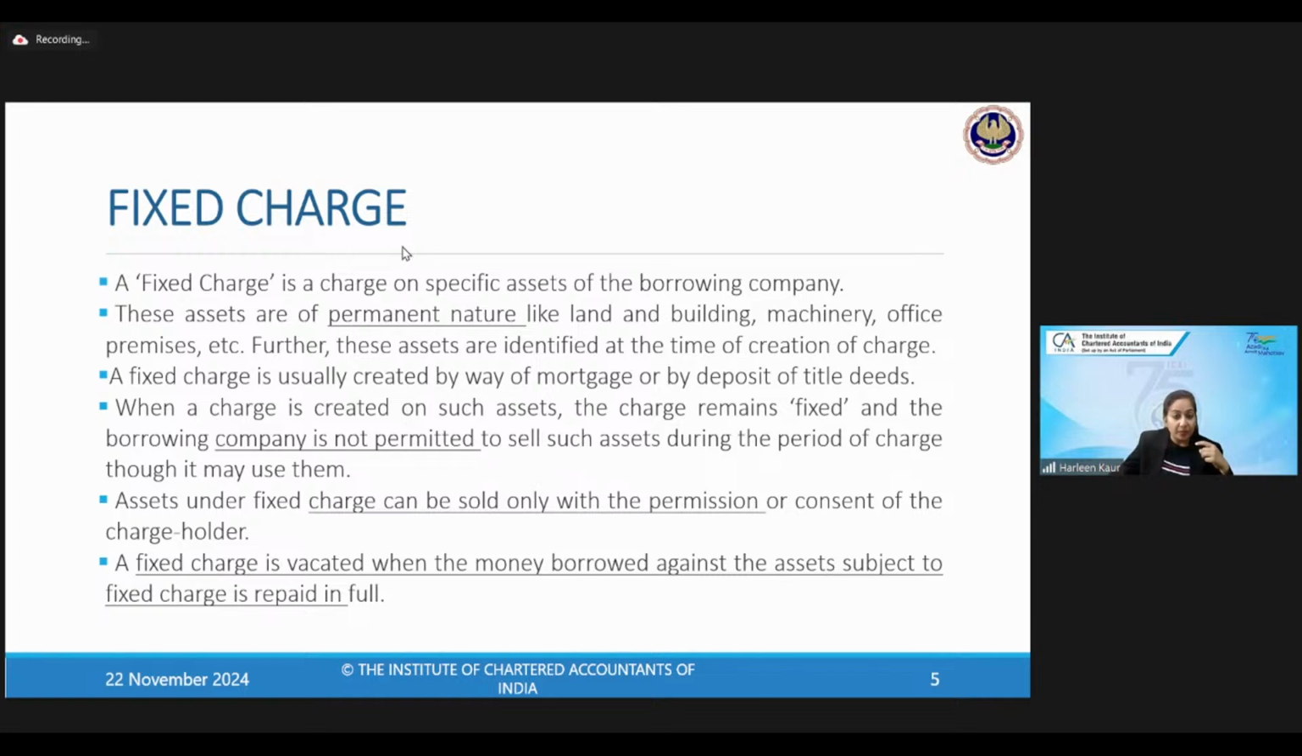Yes, Rishabh Gupta, absolutely correct. Fixed means for particular assets like land and floating means for changing nature assets. Okay, good, Khushbu. So a fixed charge is on specific assets. It is of permanent nature, like land and building. When the charge is created on these assets, it remains fixed, meaning the borrowing company is not permitted to sell these assets. Please mark this line, very, very important. It says the borrowing company is not allowed to sell the assets.